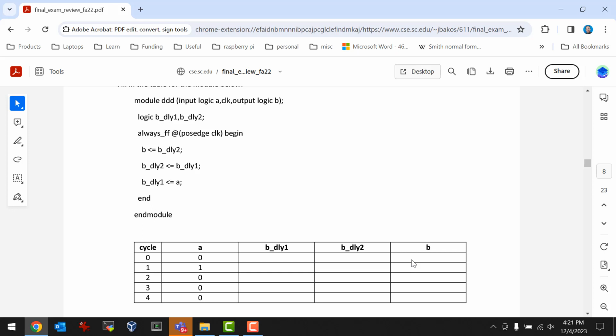We're only going to know what B delay 1 is after 1 cycle. B delay 1 will show up because it'll be the previous value of A. After 2 cycles, B delay 2 will show up, and it will be the prior value of B delay 1. And after 3 cycles, B will show up. So basically, this is a shift register where you're taking the input A, and every cycle it gets shifted down 1 slot. The order of those slots is B delay 1, then B delay 2, and then B. So it just creates a delay, essentially.